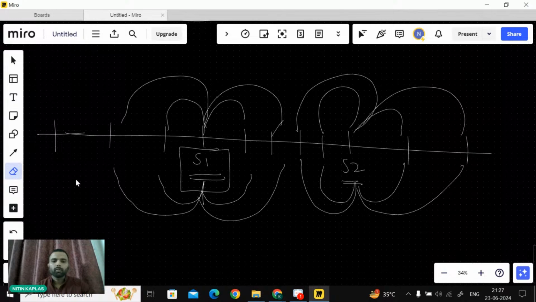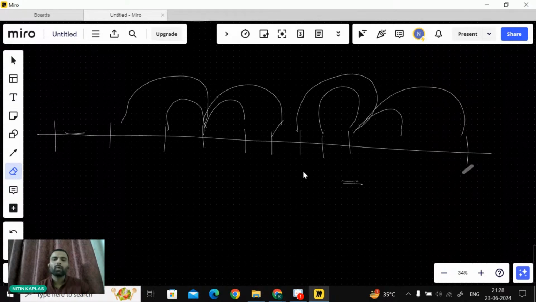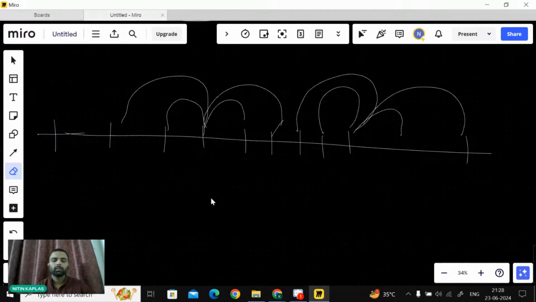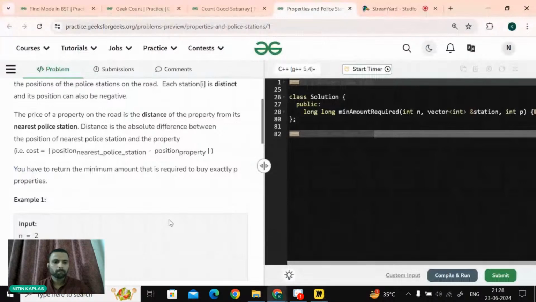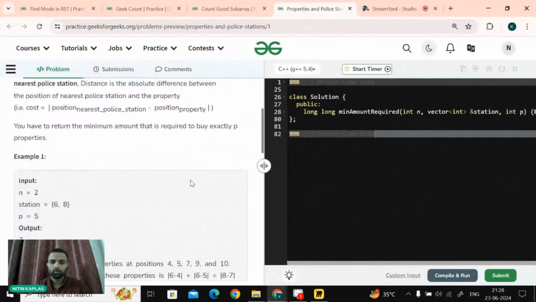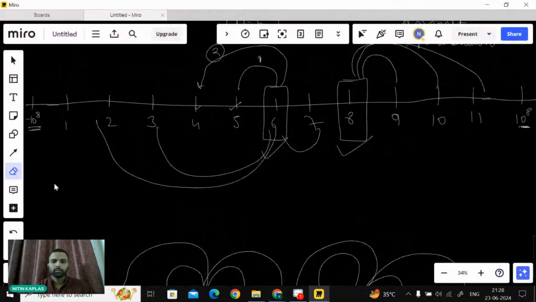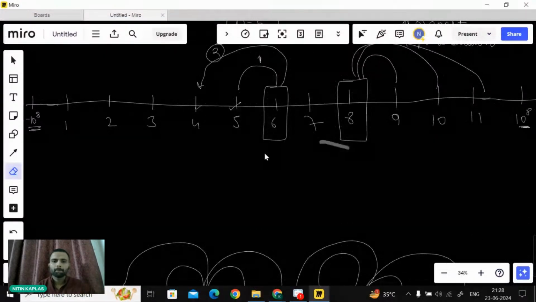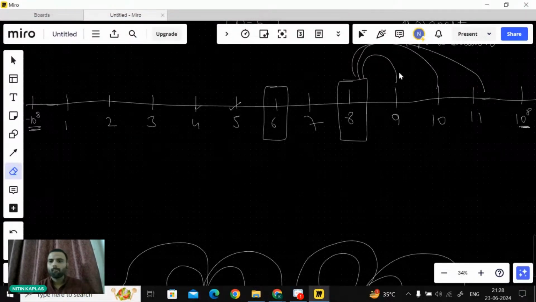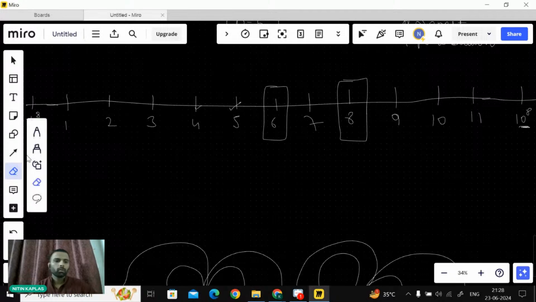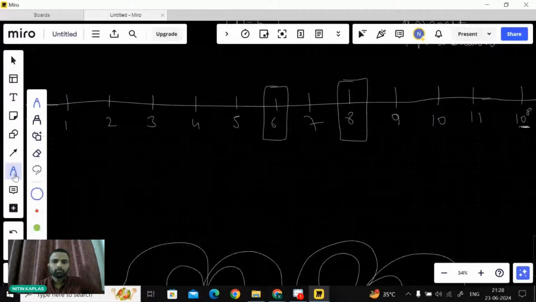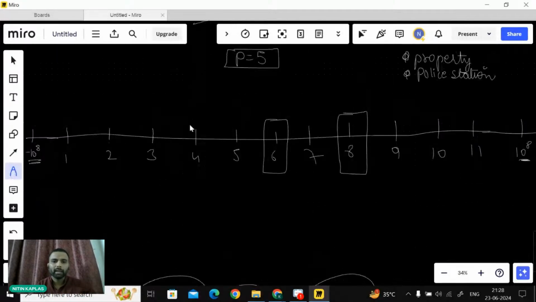Okay. Now let's understand the dry run part. Okay, so let me make this 6 5. Okay, so I already made it above. Okay, so let me clear this. Okay, so clear this also. I want P properties, right? So just focus on that.